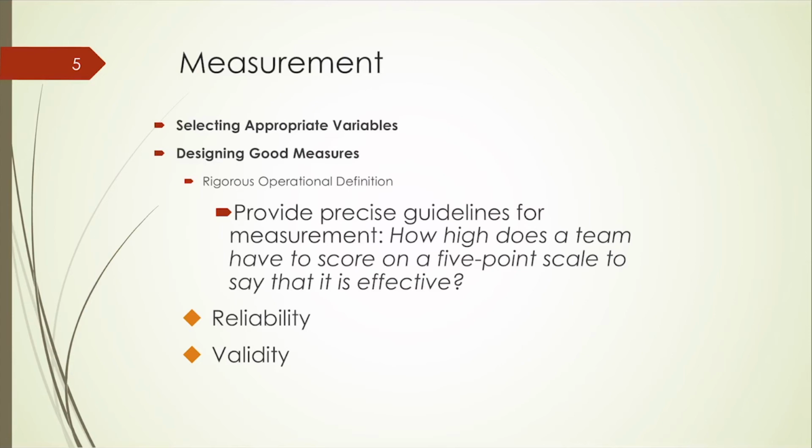Now, measurement. You want to select the appropriate variables. You want to design good measures, and what they indicate here from a rigorous operational definition is to provide precise guidelines for measurement. How high, for instance, does a team have to score on a 5-point scale to say that it is effective? So we see specifically, not how much does a team have to score to be good. Here we see how does a team have to score on a 5-point scale to say that it is not good but effective. Not does the team do well or how does the team do well. You're very specific, and this is what you need to be in the habit of developing: specific, rigorous operational definitions.